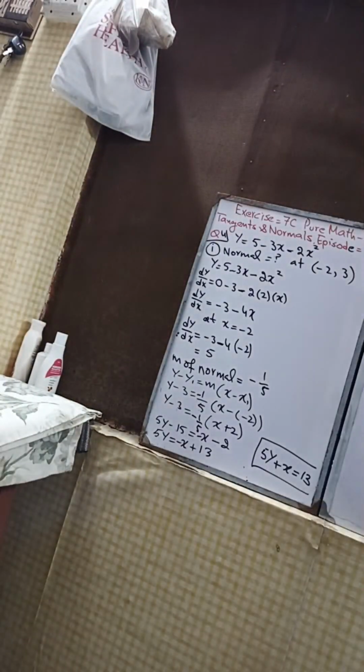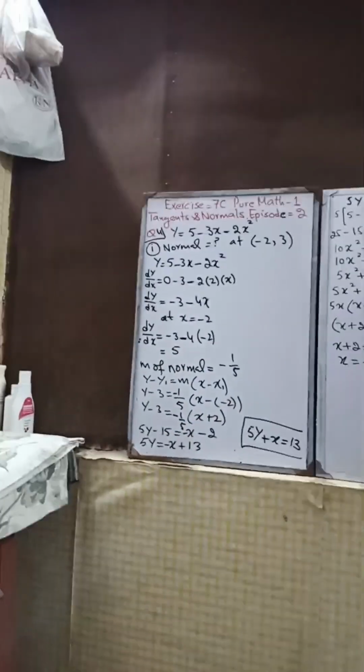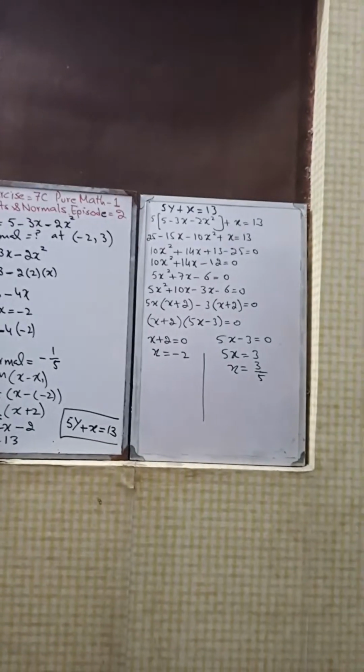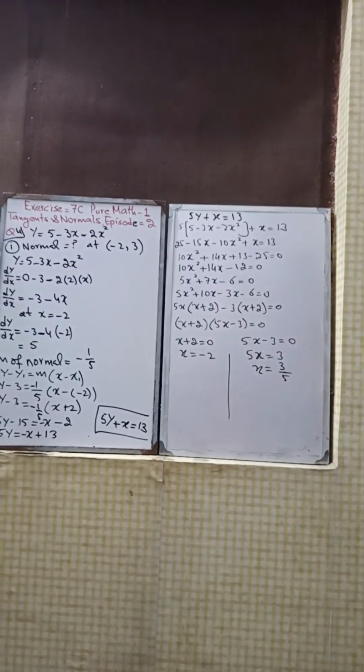So I will put this value, sorry for the interruption, my kids came. Okay. I have to set this. Okay. Sorry for that.